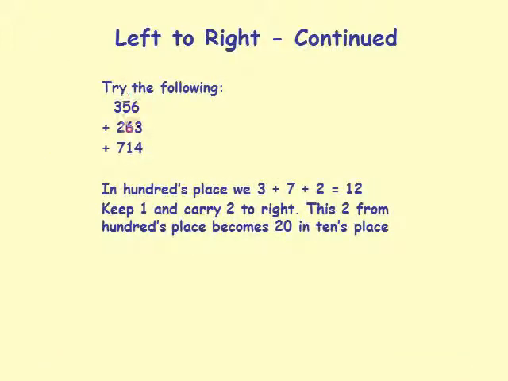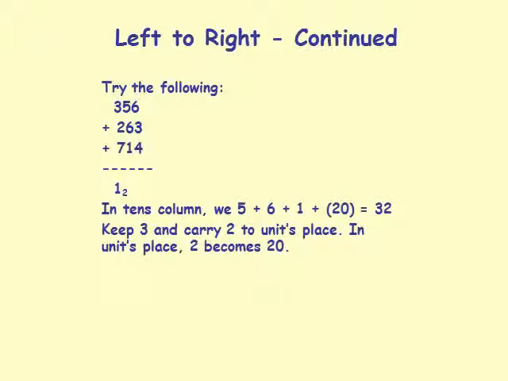Let's try an example here: 356 plus 263 plus 714. In the hundreds place we have 3 plus 7 plus 2, that's 12. Keep 1 and carry 2 to the right. This 2 from the hundreds place becomes 20 in the tens place. Let's try that again. We had 1 and a 2 carry for the tens place. In the tens column we have 5 plus 6 plus 1, and plus 20, which is 32. We keep 3 and carry 2 for the units place.